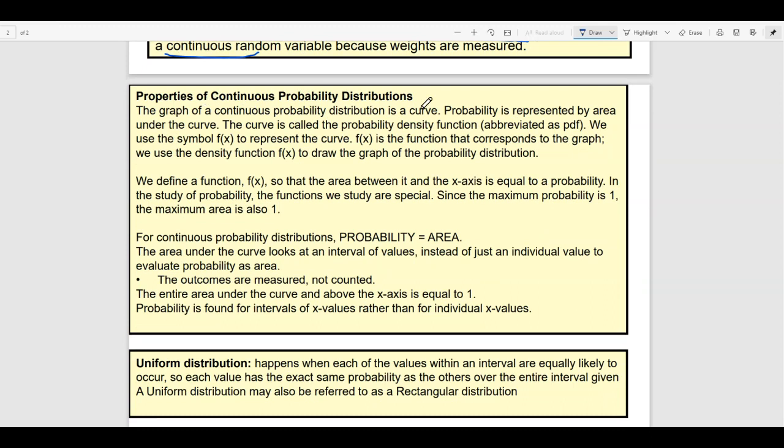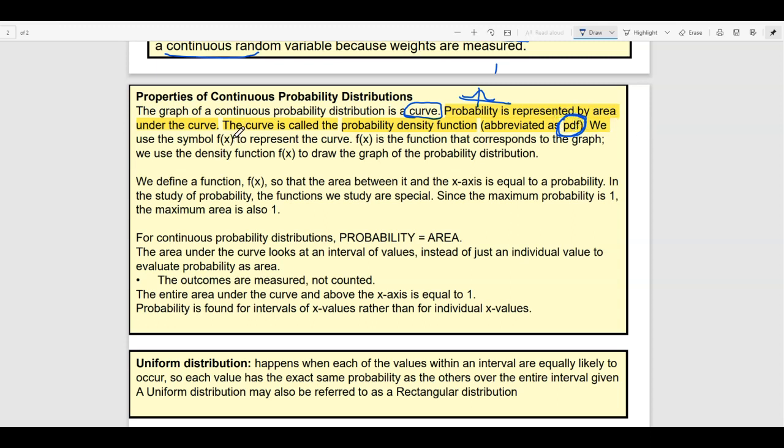All right, now let's take a look at the important part. Properties of continuous probability distributions. A graph of a continuous probability distribution is a curve. Keep in mind, it always looks something like this. Probability is represented by area under the curve. Very, very important. So when I ask you for probability, I am asking you for nothing else but the area under the curve. The curve is called the probability density function, abbreviated as PDF. Not the PDF file, but it's abbreviated as PDF.